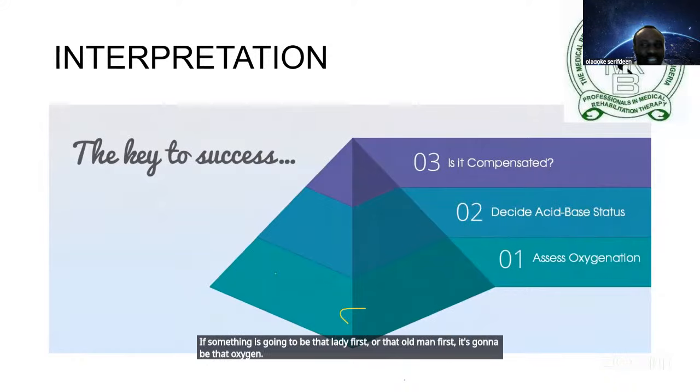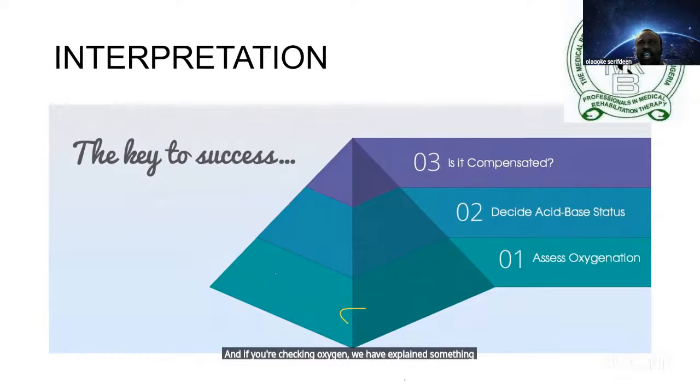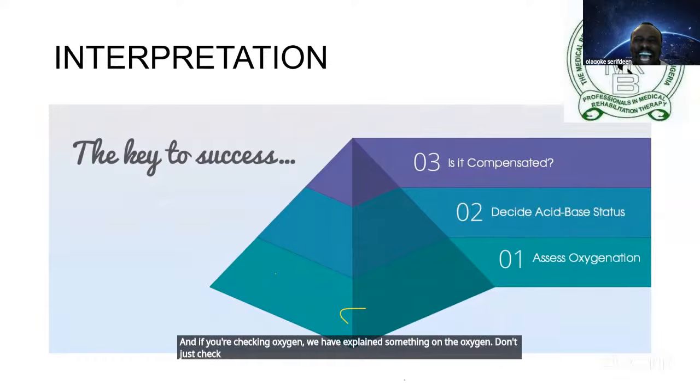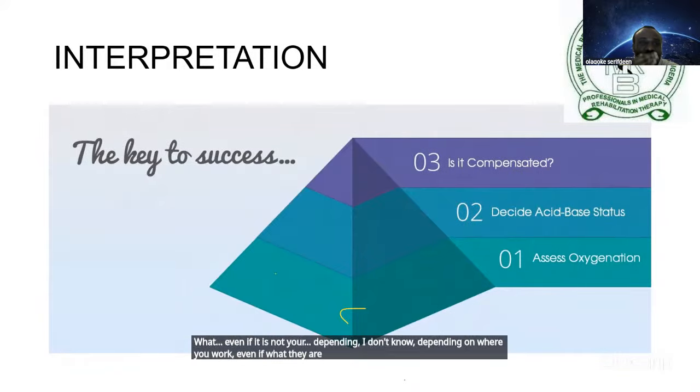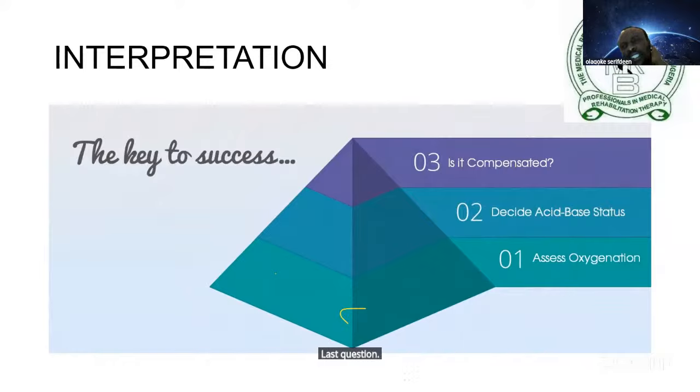And if you are checking oxygen, we have explained something under oxygen. Don't just check oxygen and say, yeah, they are breathing on 12, their PO2 is 12, they are fine. No. Depending on where you work, even if what they are using to breathe is not on the list, ask questions. Is this person on oxygen? Are they currently on an oxygen device? What device is it? You should be able to relate stuff.